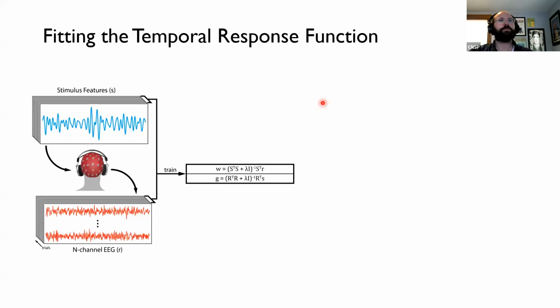And we can use some of those trials to fit a model. So we can take some of the stimulus features and we can take some of the EEG channels and we can input those into what we call TRF train. And we can fit a forward or a backward decoder model.